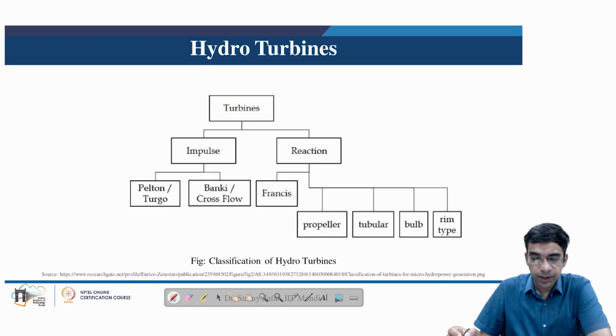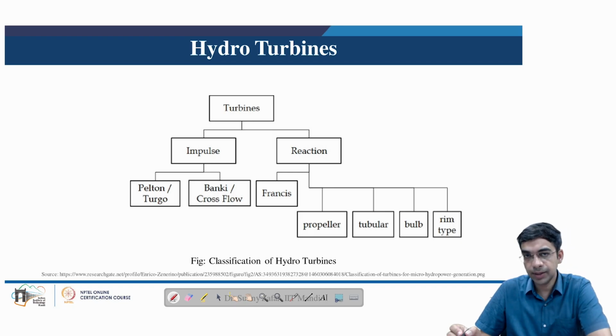So if we see the classification of hydro turbines, broadly the hydro turbines are classified based on the action in which they convert the kinetic energy of water into mechanical energy. So based on this, the turbines are broadly classified in two categories such as impulse turbine and reaction turbine. So in the impulse turbine, the velocity of the water jet and the kinetic energy in this water jet is converted into the mechanical energy as this water jet impacts on the buckets of the turbine.